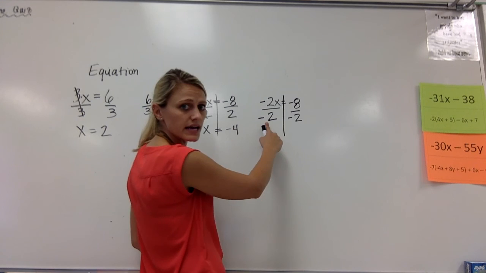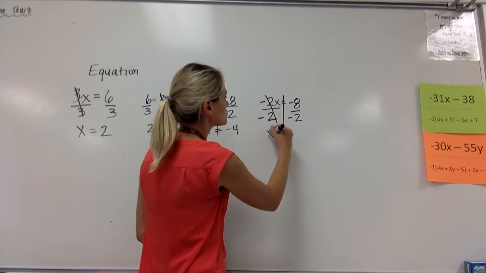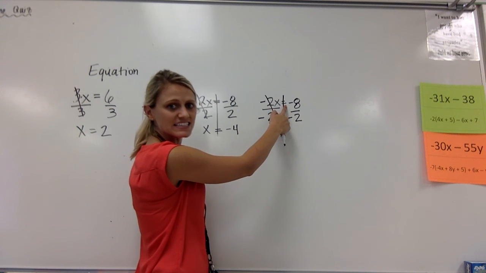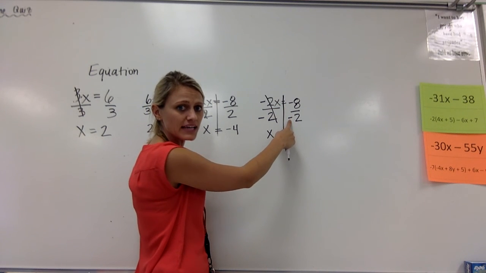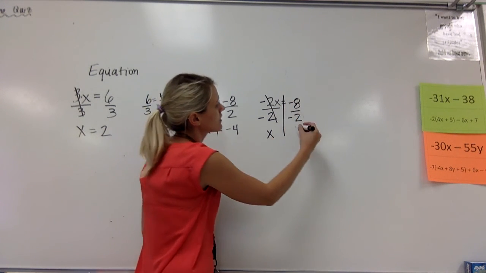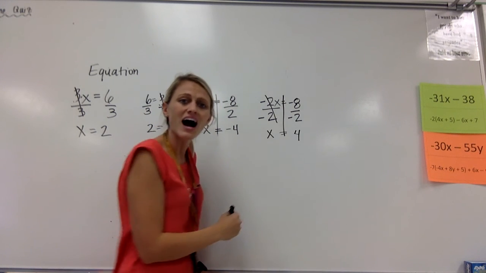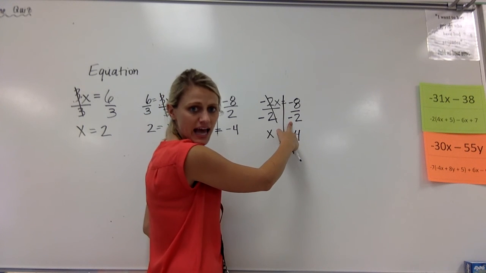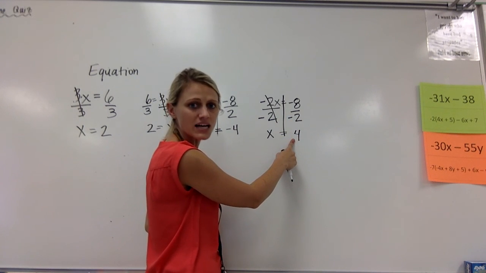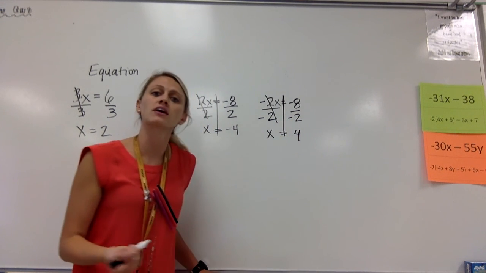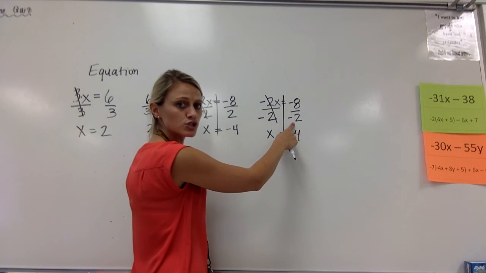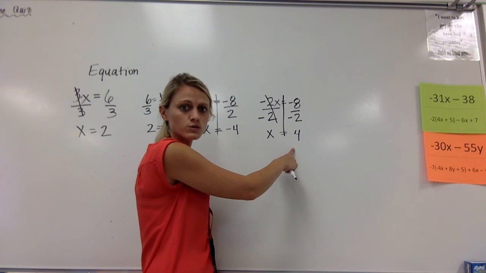Negative 2 divided by negative 2 cancels, so I'm left with my x. Negative 8 divided by negative 2 is a positive 4. A negative divided by a negative is a positive. You can check that on your calculator. You can plug in negative 8 divided by negative 2. You'll get x equals 4.